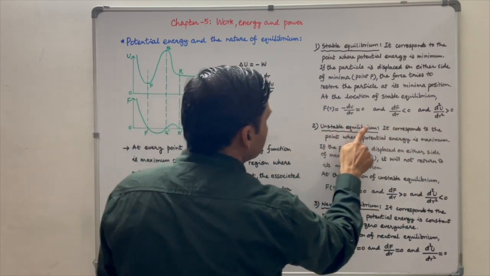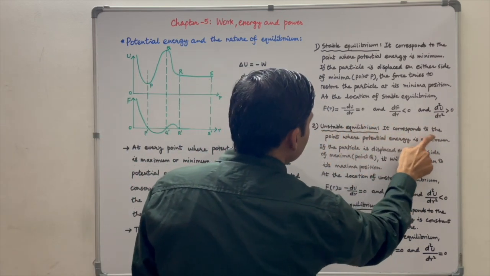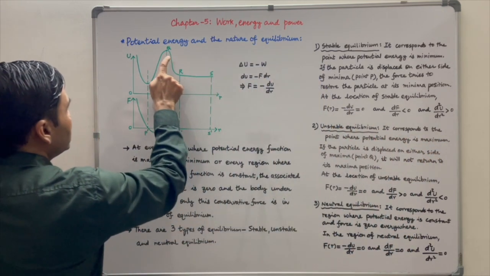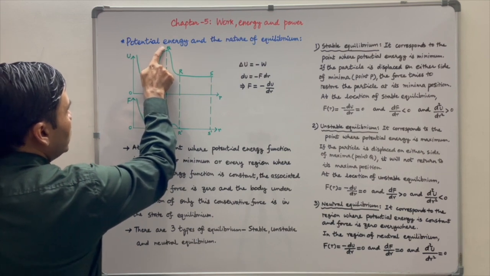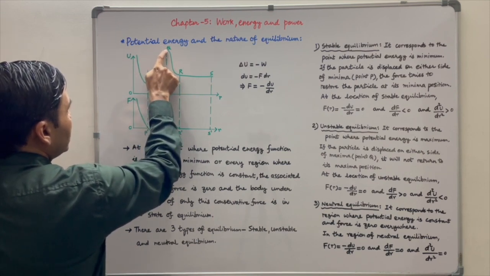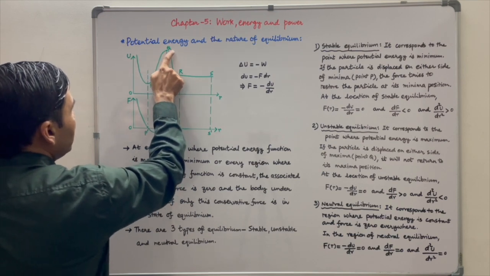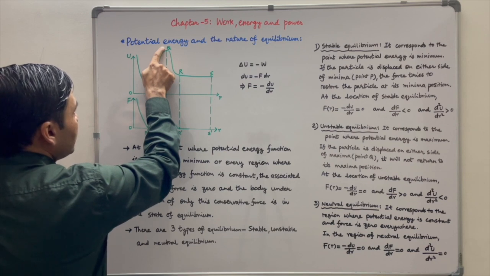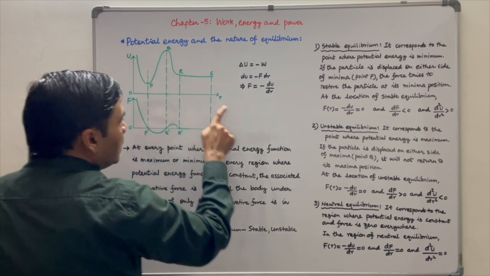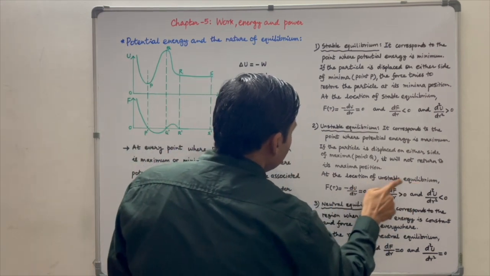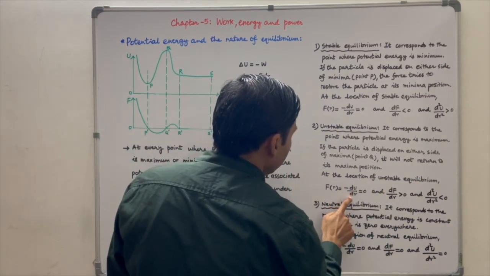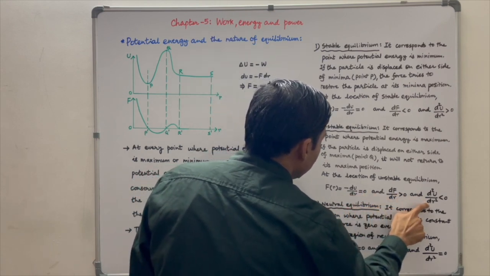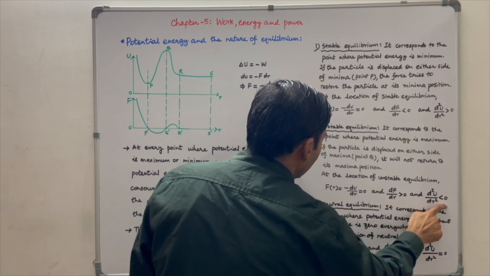Second one is unstable equilibrium. It corresponds to the point where potential energy is maximum. Suppose the particle is at point Q. If it is displaced a little bit towards left or towards right, it will never attain the same position Q again. So it is in the state of unstable equilibrium. At the location of unstable equilibrium, F is equal to minus dU by dr is equal to 0, dF by dr is greater than 0, and d square U upon dr square is less than 0.